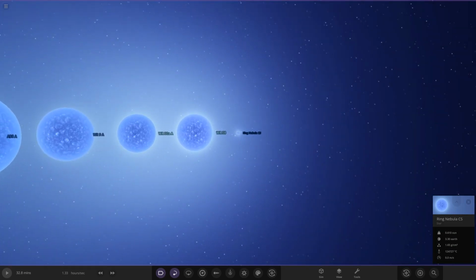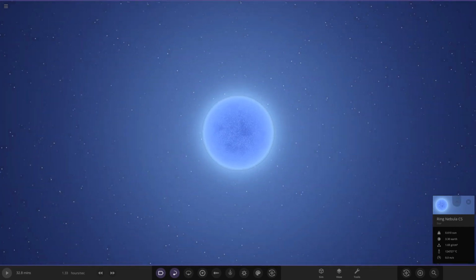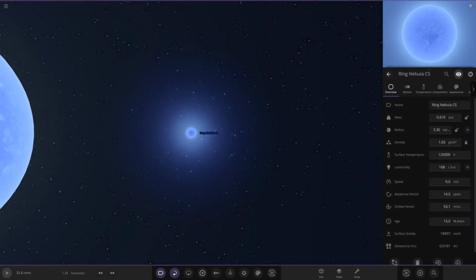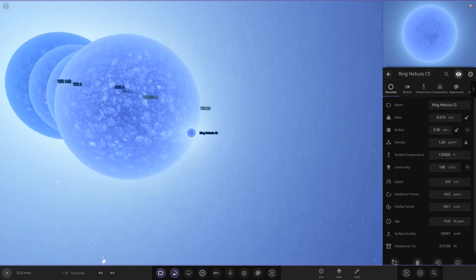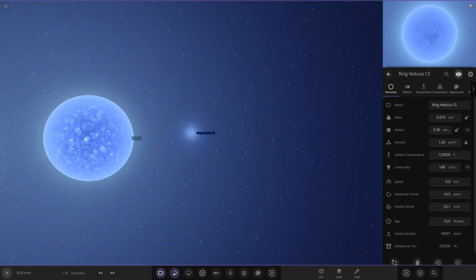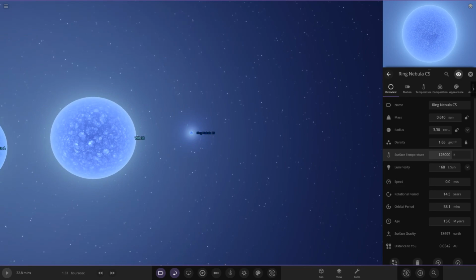Note, CS stands for central star. So this is the central star of the Ring Nebula, I'm guessing then. A star with CS as a suffix means it's the central star of a planetary nebula. Okay, cool. Some masses are estimated. Right, so these are all of the hottest stars I'm assuming that we know about. So, not the most luminous, but we're talking temperature, the hottest.